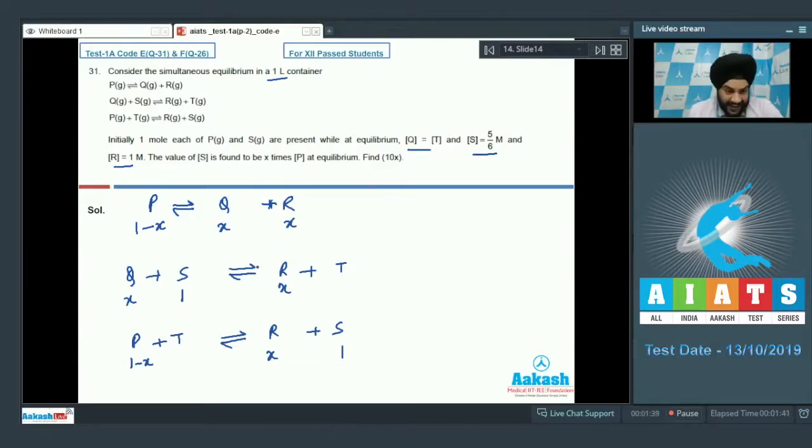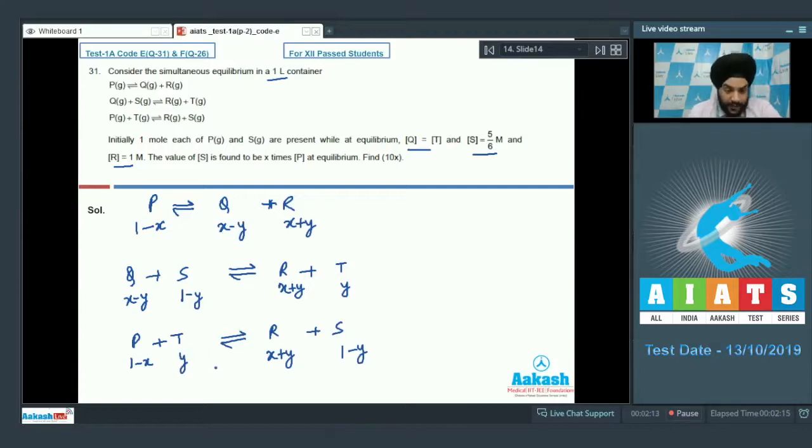We can now talk about the second reaction. We can assume that Y amount is dissociated. So 1 minus Y, giving us X plus Y and Y. So the concentration of R has to be made X plus Y everywhere. And if we talk about S, S has to be made 1 minus Y everywhere and Q has to be made X minus Y everywhere. We can now talk about the T. So T also has to be made as Y.